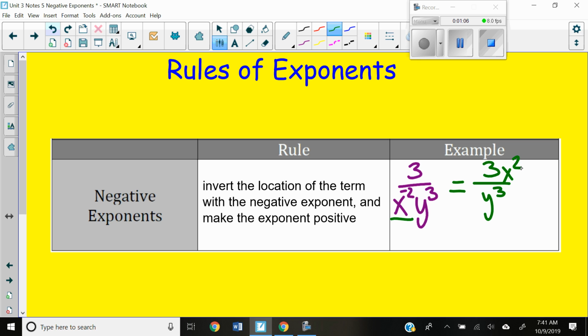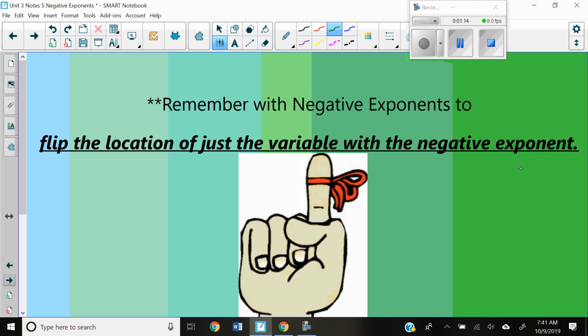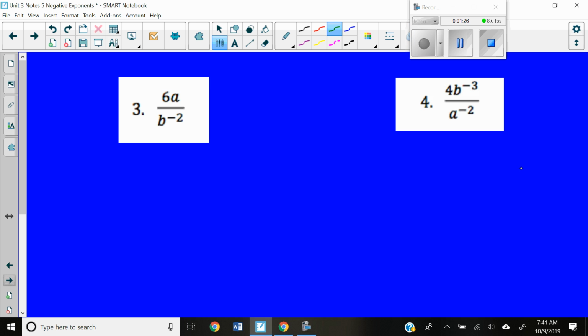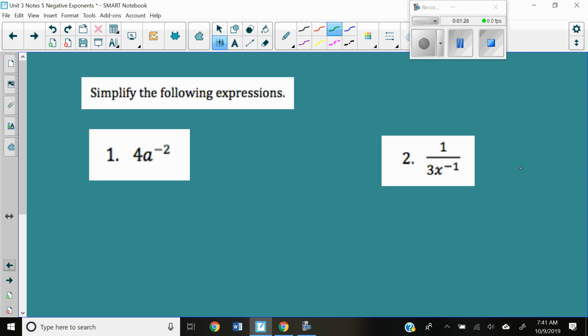Let's go back. There you go. All right. So pause the video here if you need to finish writing that down. So remember, with negative exponents, flip the location of just the variable with the negative exponent, just the piece that has the negative exponent. All right, so simplify the following expressions.